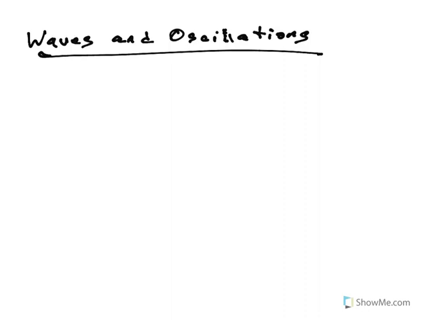All right, this time we'll talk about waves and oscillations. Obviously, there's different forms of waves out there. There are sound waves, light waves, water waves, all sorts of different waves. But they basically all come in two different types.